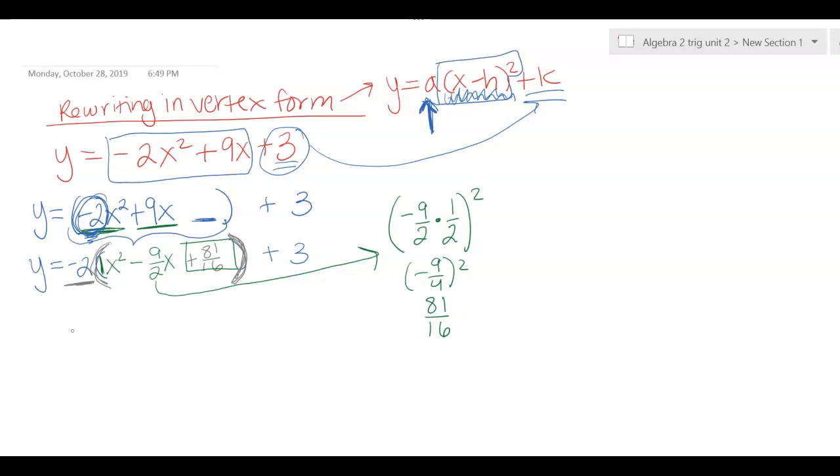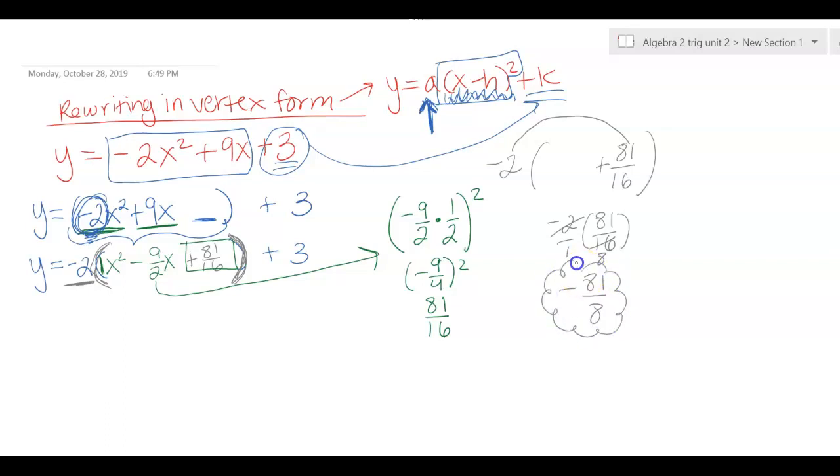So even though my pencil wrote down 81/16, I have to keep in mind that that positive 81/16 is being multiplied by a -2, and I need to think about what it would be when that's distributed to that. So when that -2 multiplies that 81/16, it will really be -81/8.